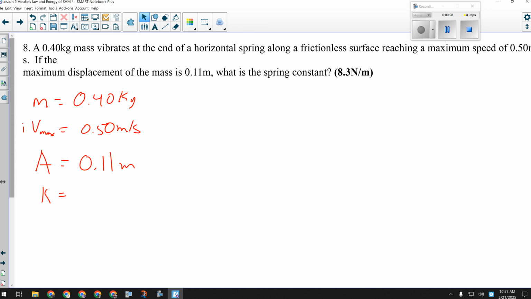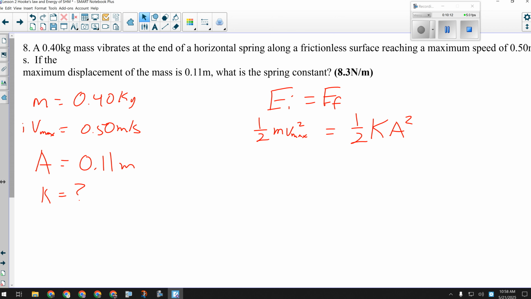We're looking for K. Here's the key thing that helps you solve this question. I am told information about the equilibrium position and about the maximum amplitude. The energies at those two spots are numerically equal, but they're different kinds. At the maximum speed, which occurs at equilibrium, we only have kinetic energy because the displacement is 0 at equilibrium. And at the maximum displacement, we only have potential energy because that's where it stops, turns around and goes back towards equilibrium again.